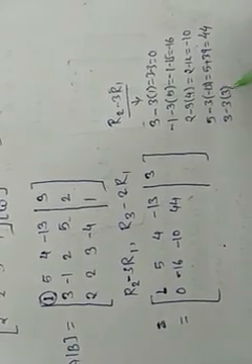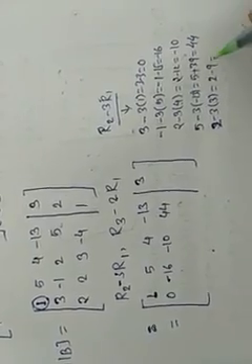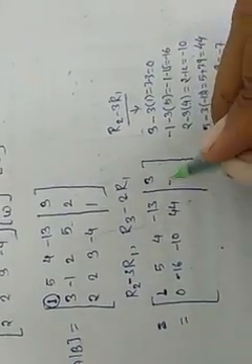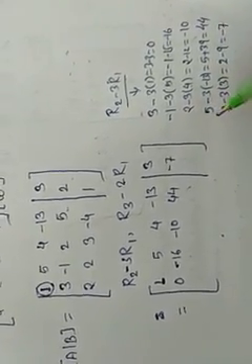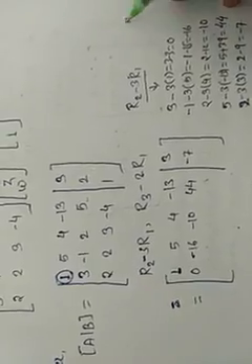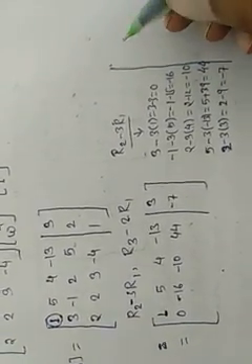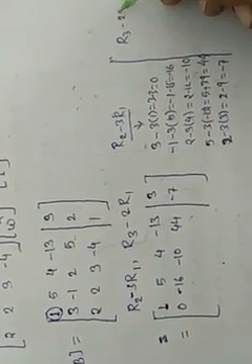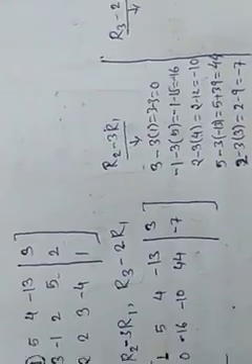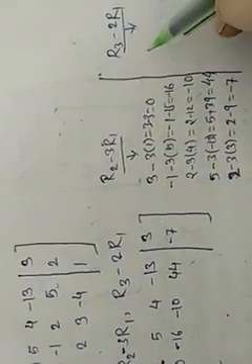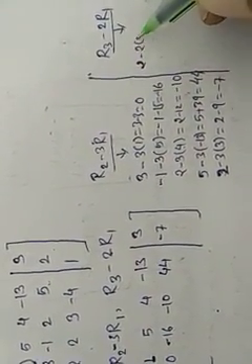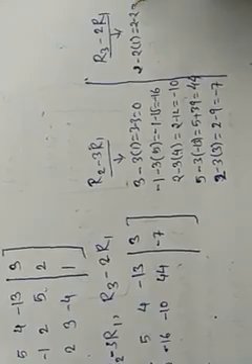2 minus 3 into 3 is 2 minus 9, which is equal to minus 7, which will give minus 7. Okay, now the third row. For the third row, we have the row operation R3 minus 2R1. So the first entry will be 2 minus 2 into 1, which is 2 minus 2, equal to 0.